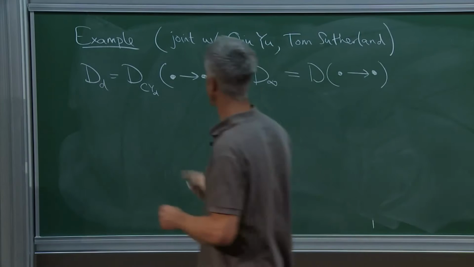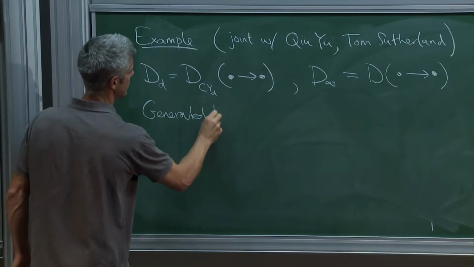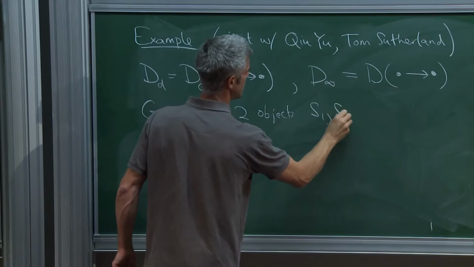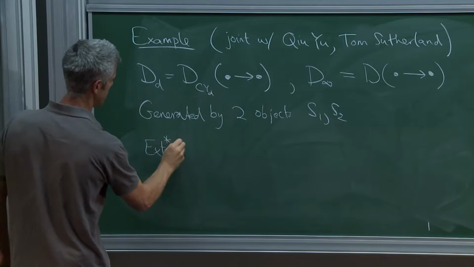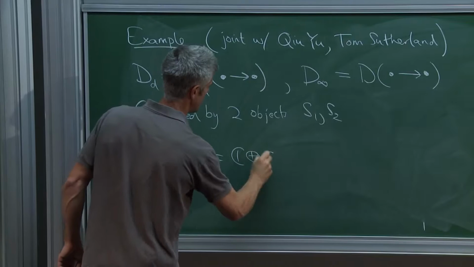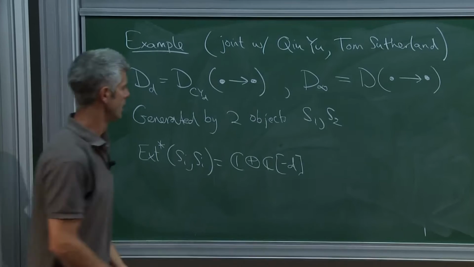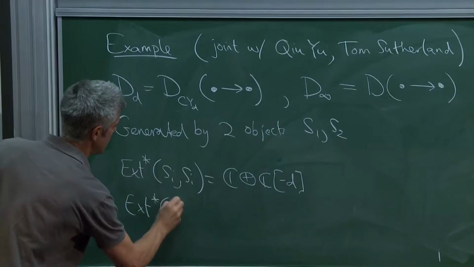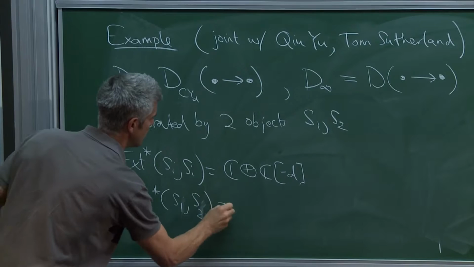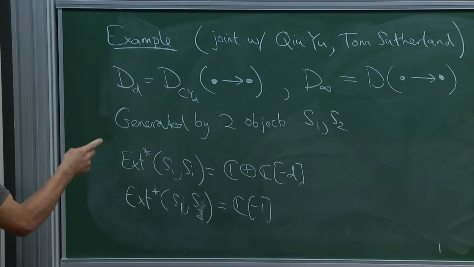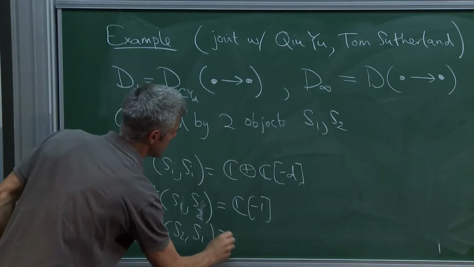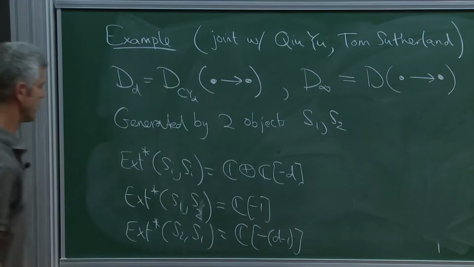So the way you should think about this is that this is generated by two objects. And their Ext groups look as follows, Ext star. So these are spherical objects in this case. In the D infinity case, they're exceptional objects because this isn't there at all. And this one. So there's a unique extension in one direction, and the corresponding dual thing in the other direction. Okay. So it's about as simple as you can get, an example of one of these categories.